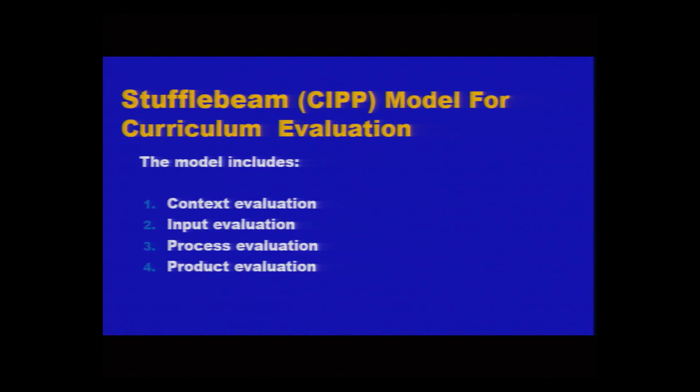So, what is CIPP? This model was given by Stufflebeam, and this is the most used model for curriculum evaluation. So, what is the meaning of CIPP? C stands for context evaluation, I stands for input evaluation, P stands for process evaluation, and the second P stands for product evaluation. So, this is the model given by Stufflebeam.